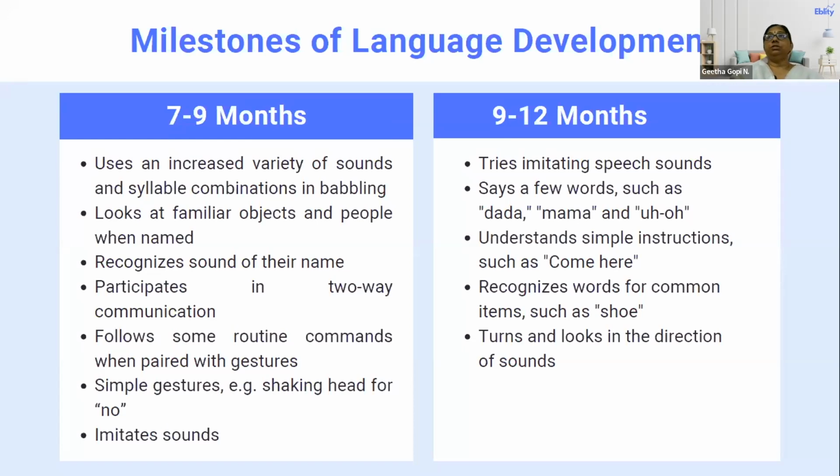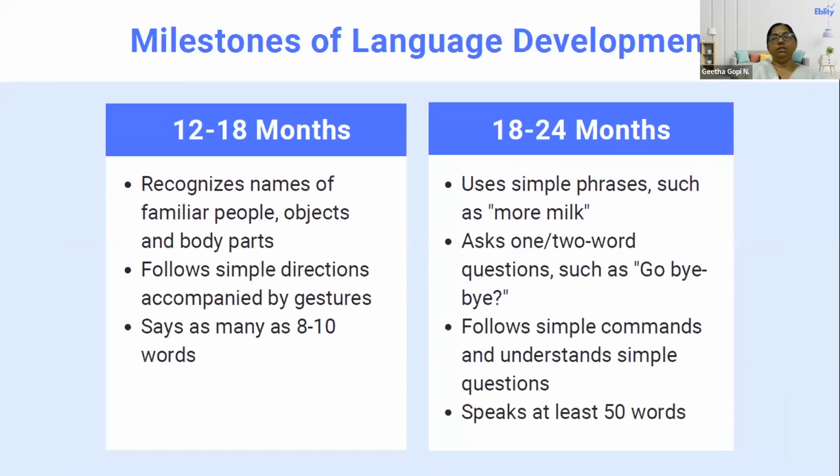Turns and looks towards the direction of sounds. This is again very commonly seen when you see children walking with support or crawling, and suddenly there's a noise in some other direction. They will stop and turn around and probably go towards that or look around to see where it is coming from. So all this happens as part of language development.